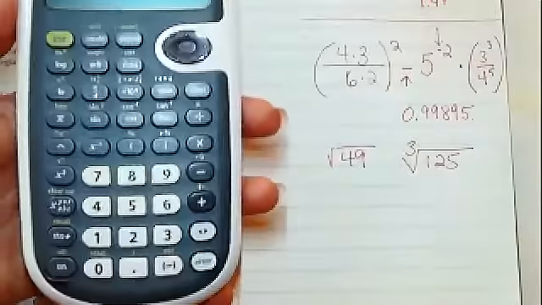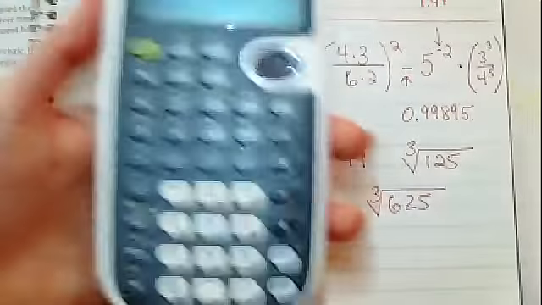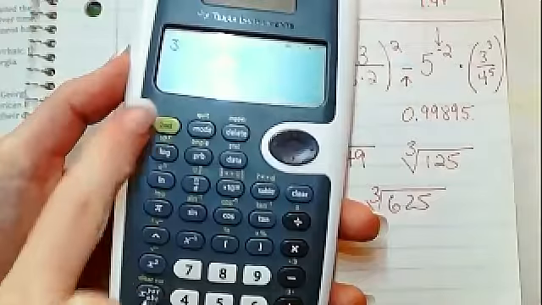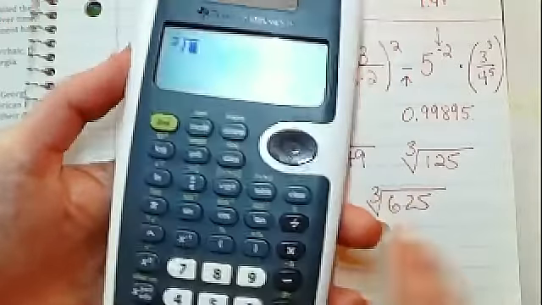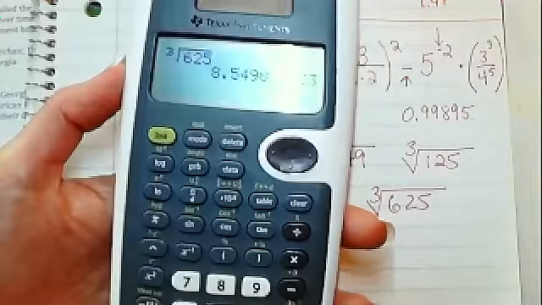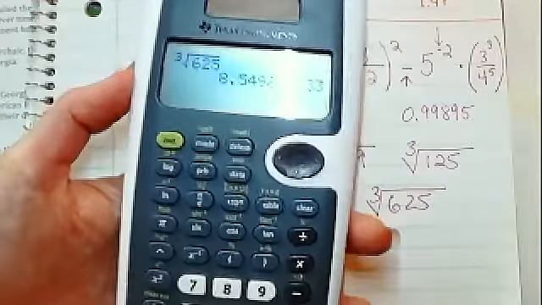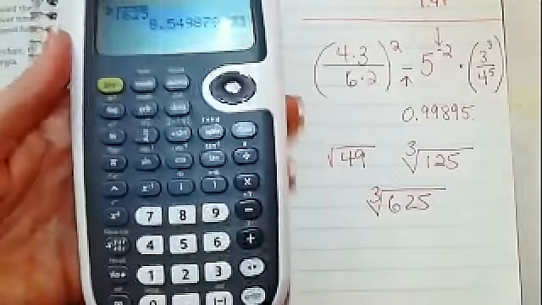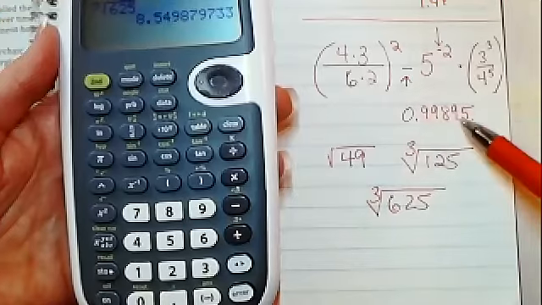All right, what about the cubed root of 625? Let's try it again. We start with the number 3. Then we're going to do second, and then the caret button, and then my 3 turns small. And now I'm going to put in 625, and I get a decimal. It's an irrational number, 8.549879733, and so on. Okay? All right, what else? Anything else you want to do with radicals? So we got these fractions, we have exponents, we have radicals.